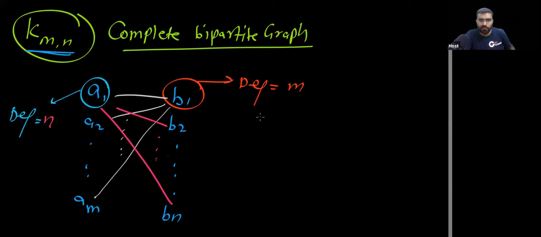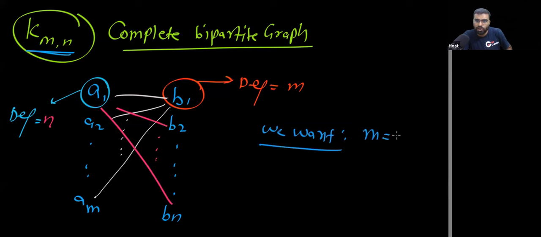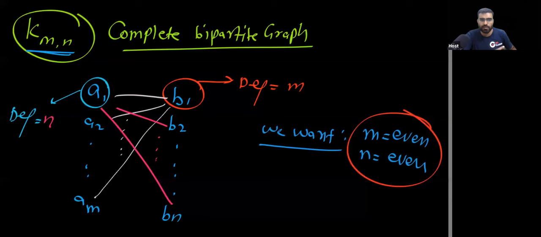Okay. So tell me, what do we want? We want every vertex to have even degree. So we want m also to be even, and n also to be even. Yes or no? We want m, n both to be even. Both must be even. Is this clear? So finally I can say K even.